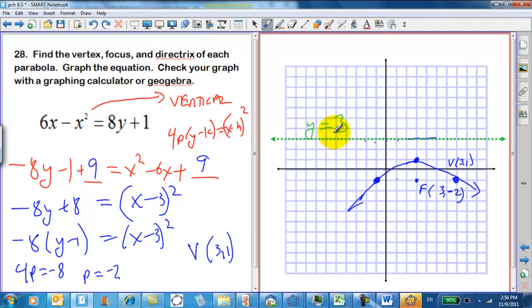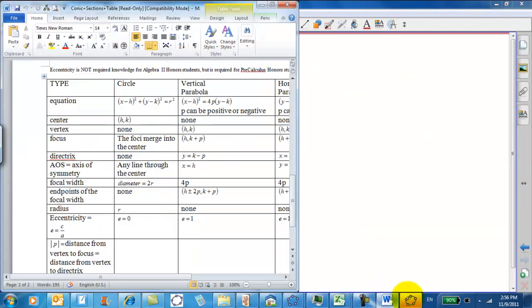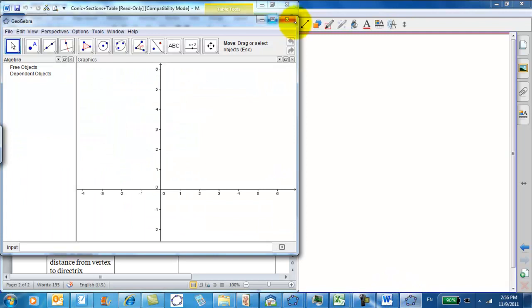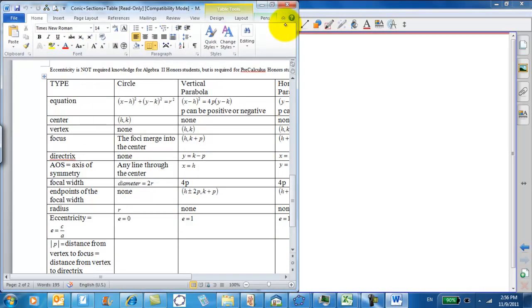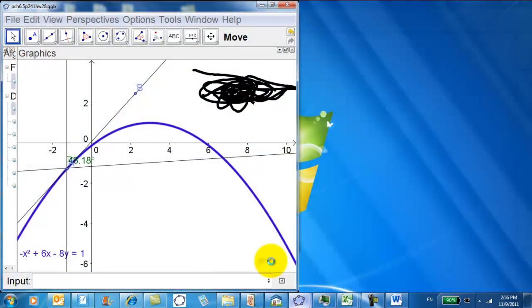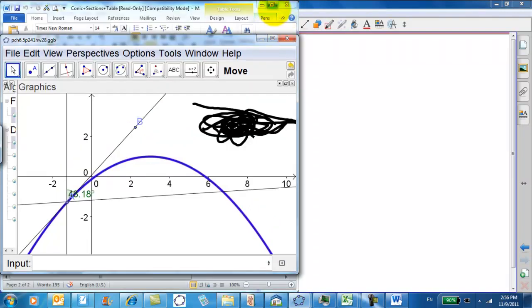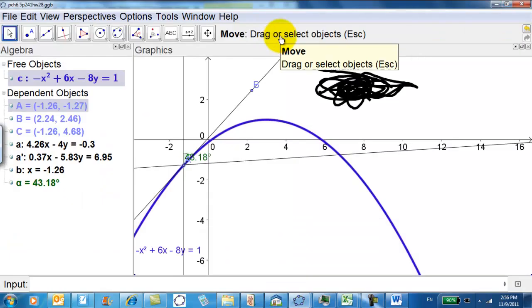Okay, now we can check that with GeoGebra. Let's see how it looks. GeoGebra, not that one. It's the other GeoGebra apparently. Yeah, this one, definitely. Sure, that's what we expected. Now I did a little something extra on here because I wanted to show you one of the advantages of a parabola, and that's how we can make parabolic mirrors.